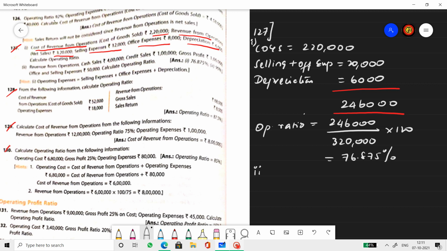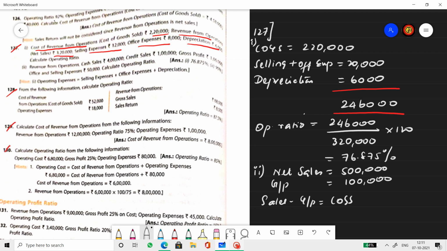Now when you do the second case, revenue from operation, which is cash sales and credit sales, total is given. So when you add them, you get the net sales. Okay, so net sales equals 5 lakh. Gross profit is 1 lakh. What is missing here? COGS. So when gross profit is given as 1 lakh, what will be cost of goods sold? Sales minus GP is COGS, isn't it? So therefore, COGS will be 4 lakh rupees.